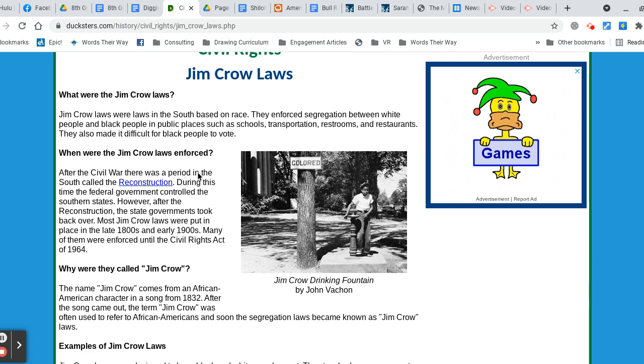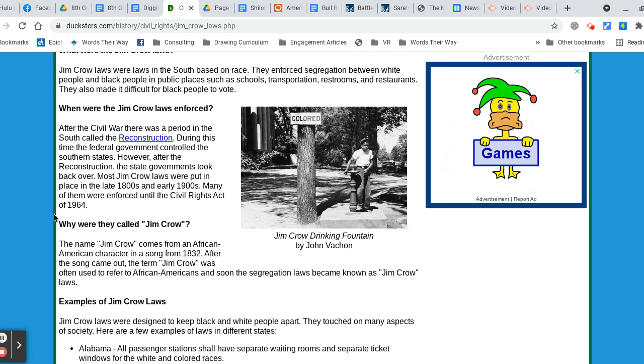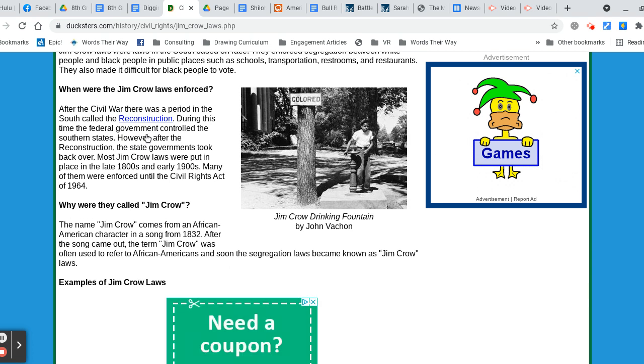When were the Jim Crow laws enforced? After the Civil War, there was a period in the South called Reconstruction. During this time, the federal government controlled the southern states. However, after Reconstruction, the state governments took back over. Most Jim Crow laws were put in place in the late 1800s and early 1900s. Many of them were enforced until the Civil Rights Act of 1964.